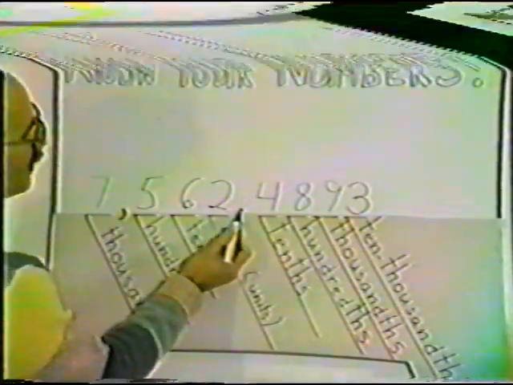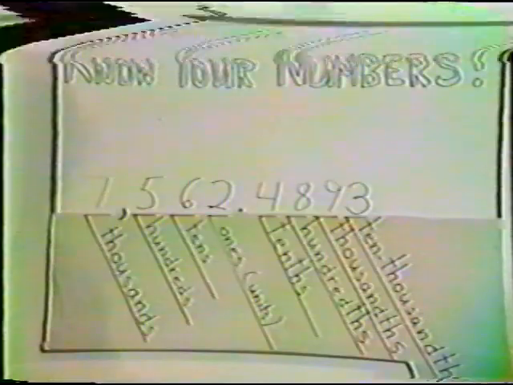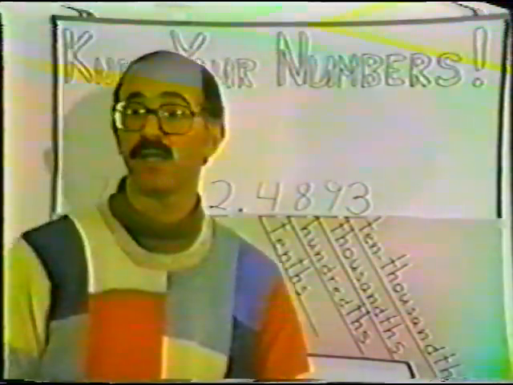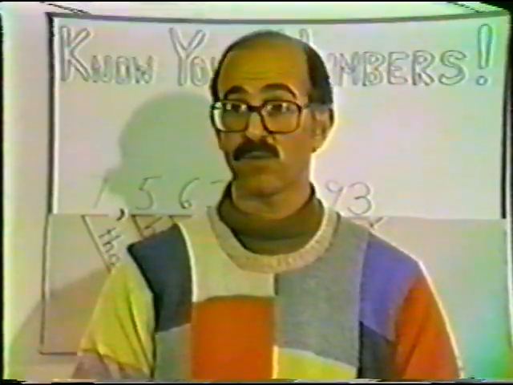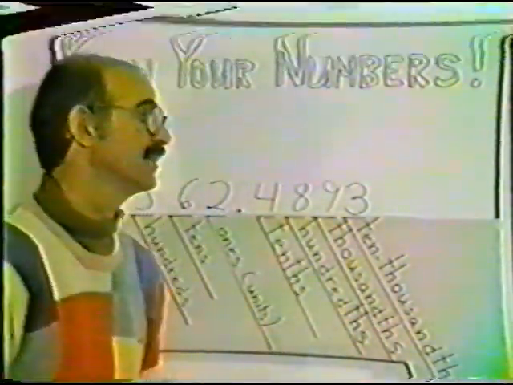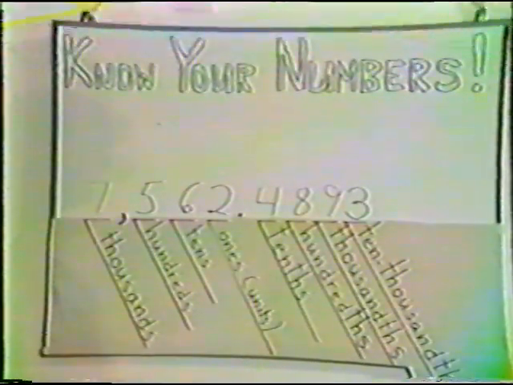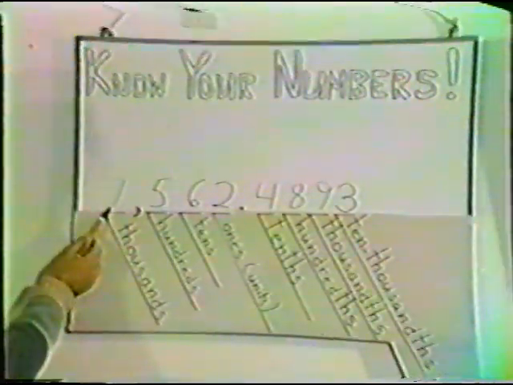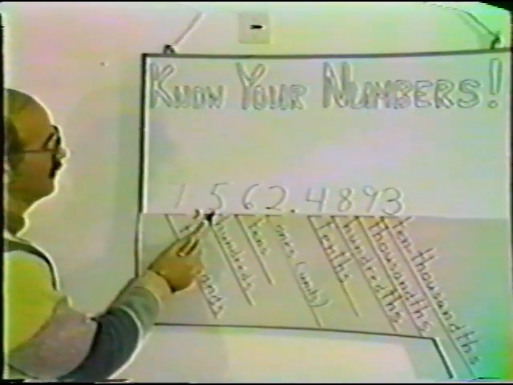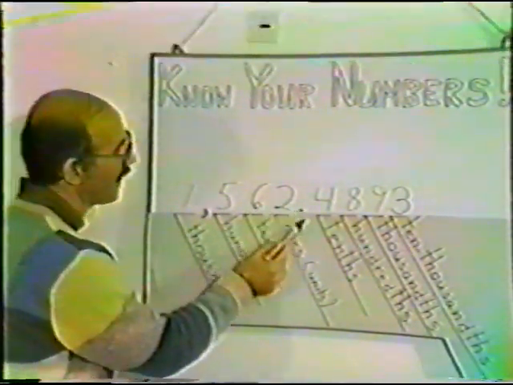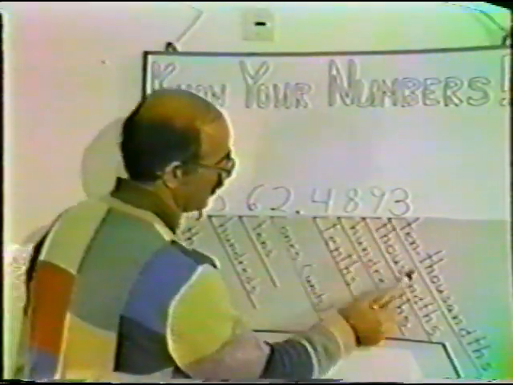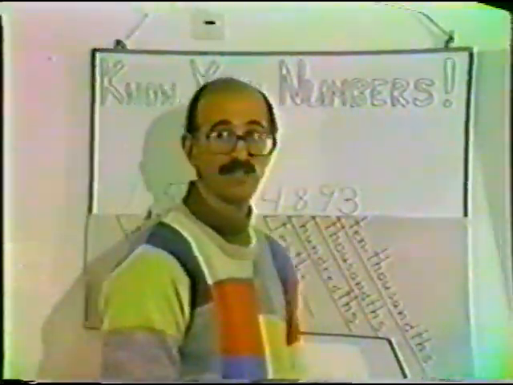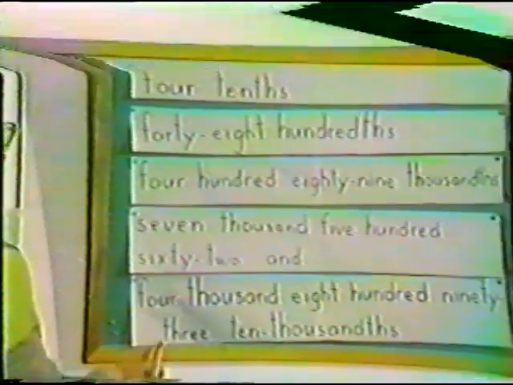When we have a decimal point and a number in front of it, we have a special way of reading that decimal point. All we have to do is say the word "and." The decimal point is read "and." So, what is this entire number? 7,562 and 4,893 10,000ths. Very good. And here's how it looks when it's written out.